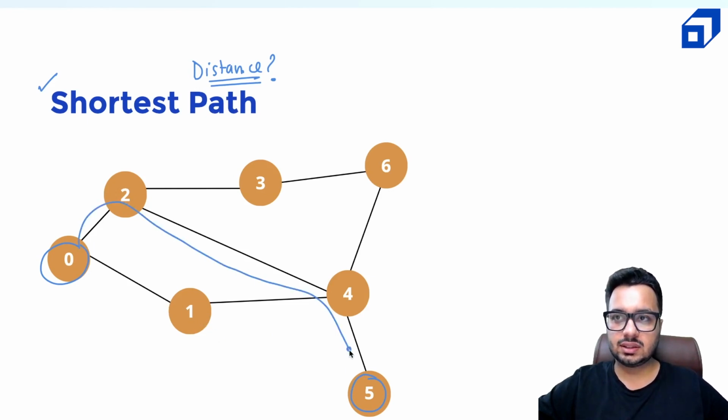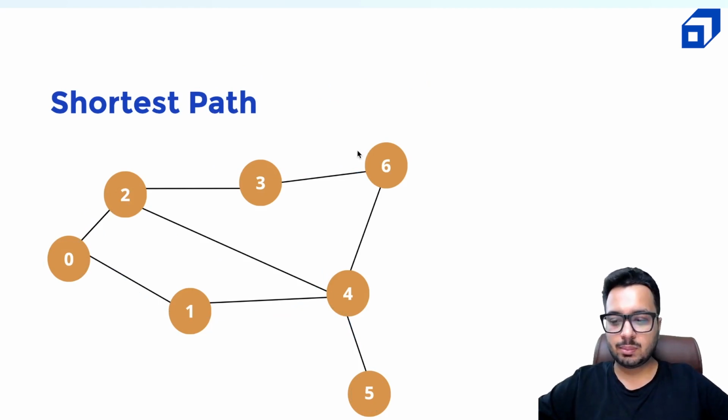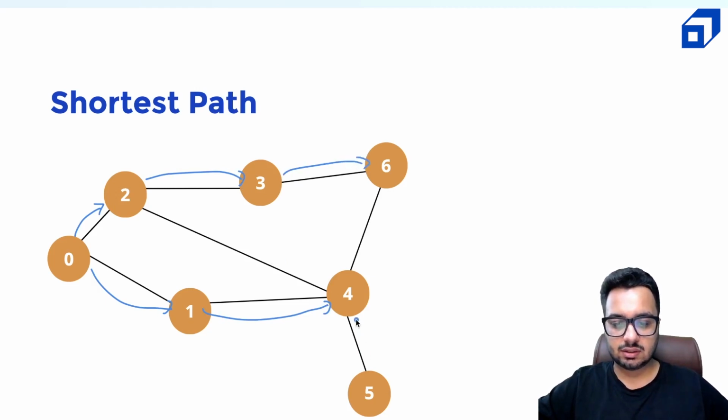Should I go like this, or like this, or like this? What will be the shortest path from source to destination in an unweighted graph? Again, this thing is very simple. So what we were doing was BFS. 0 was visiting 1 and 2, 1 was visiting 4, 2 was visiting 3, and 3 was visiting 6. No, I think it was like this: 4 was visiting 5 and 6, and then 3. Something like this we did, right?